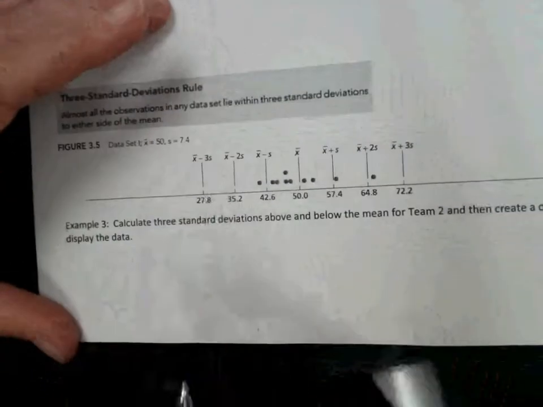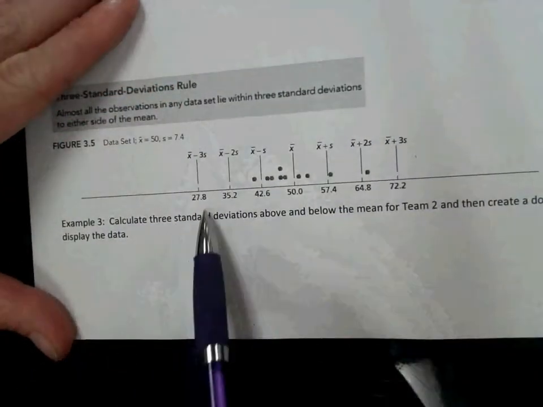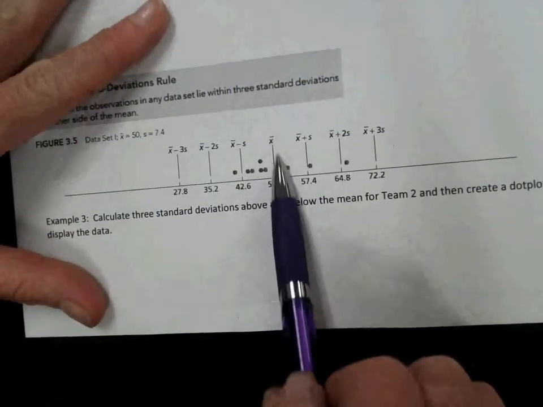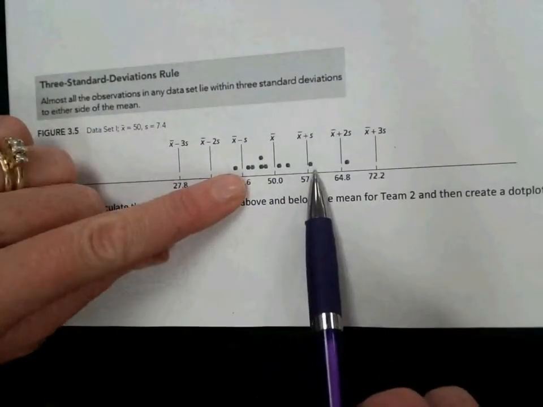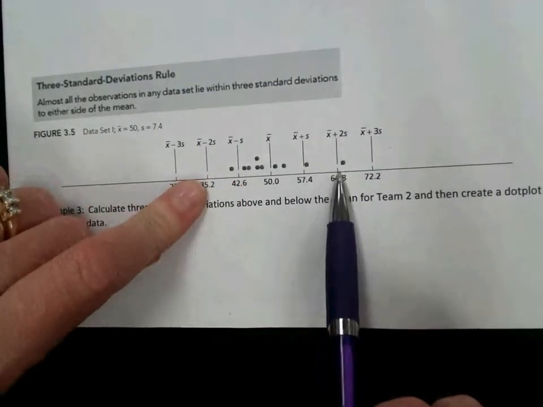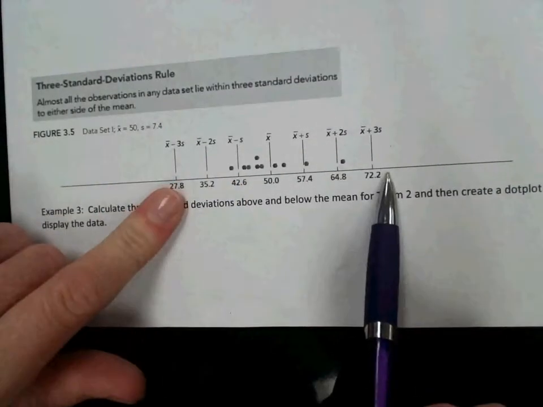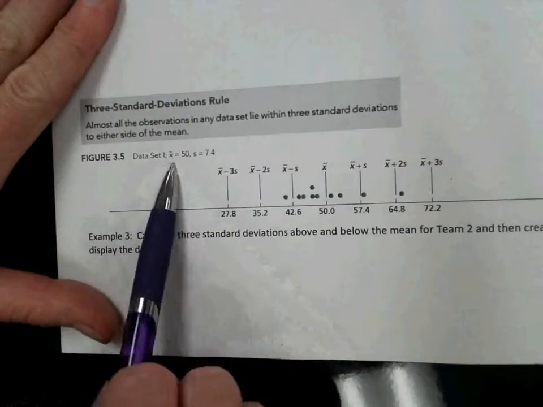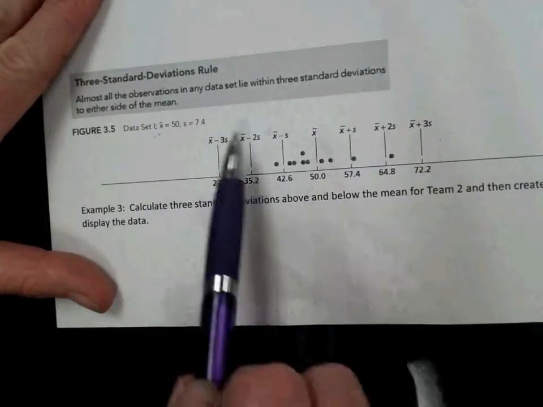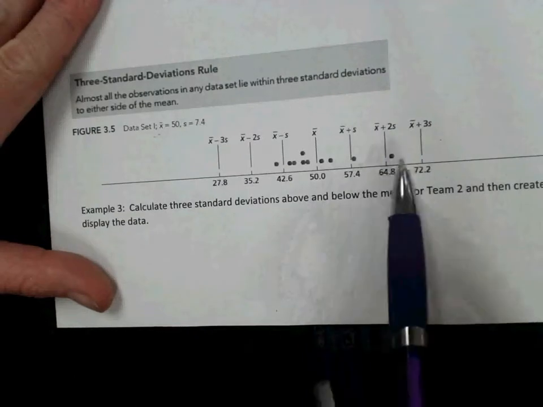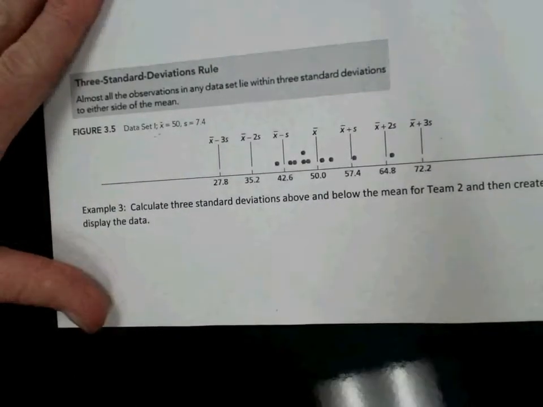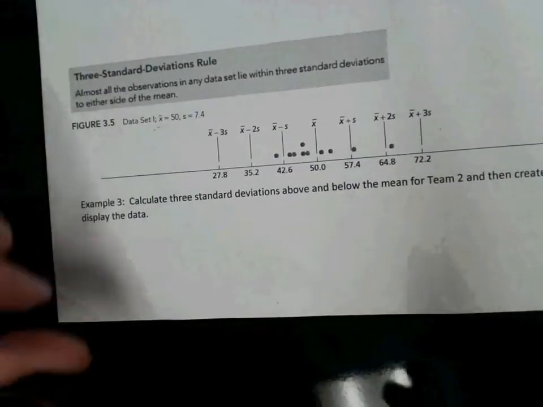So let's see what that visually looks like. You see the dot plot here, and then it's just got these vertical markings on it to indicate the different spots where we have the mean, and then 1 standard deviation above and below, and 2 standard deviations above and below, and 3 above and below. 50 is the mean, it's right in the middle. And then they just added 7.4 3 times. And then they subtracted 7.4 3 times.